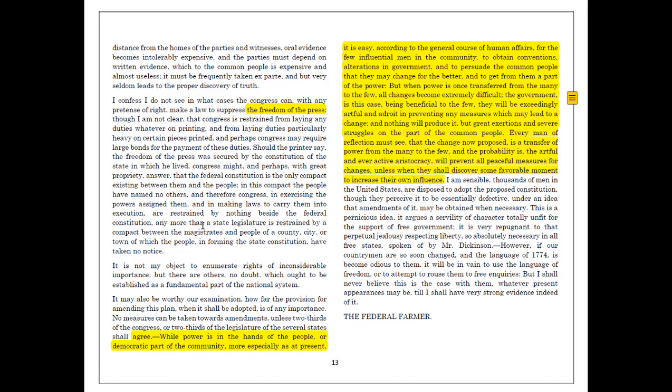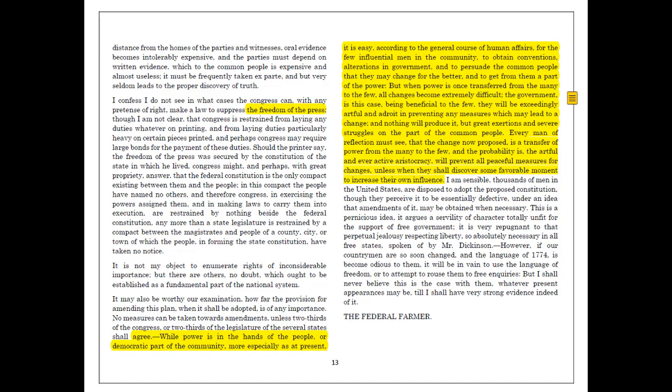If we look at the bottom of the left-hand column of 13, this is Smith's kind of summary conclusion to all of his arguments. He writes, "While power is in the hands of the people, or the democratic part of the community, more especially as at present, it is easy, according to the general course of human affairs, for the few influential men in the community to obtain conventions, alterations in government, and to persuade the common people that they may change for the better, and to get from them a part of the power.